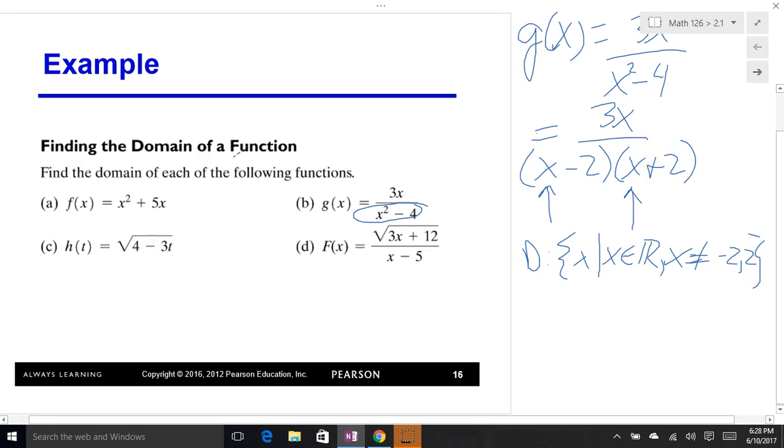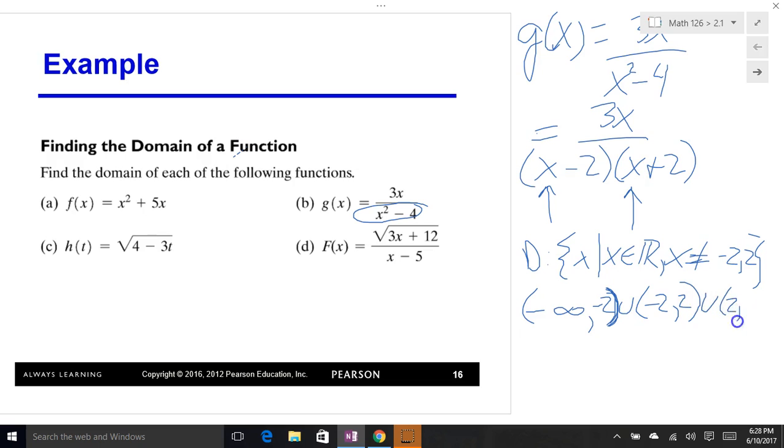Okay, if you want to put that in interval notation, that's coming from negative infinity up to negative 2. Do not include it, so we have a parenthesis because we're not including it, if you remember interval notation. And then from negative 2 up to 2, do not include that 2 either. And then from 2 to positive infinity, and we keep going on that. There's your domain for part B.